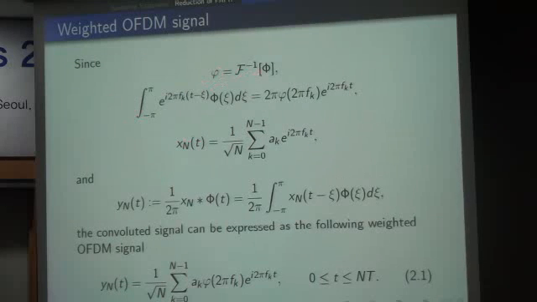So phi is the inverse Fourier transform of this one, and this integral is just the inverse Fourier transform at this point. So this one is phi of this one, times this one, and x_n is this one. x_n is this OFDM signal, and y sub n is this convolution. So we multiply this one and replace t by t minus the shift, and integrate from negative pi to pi.